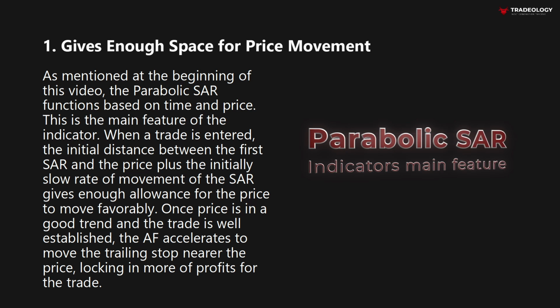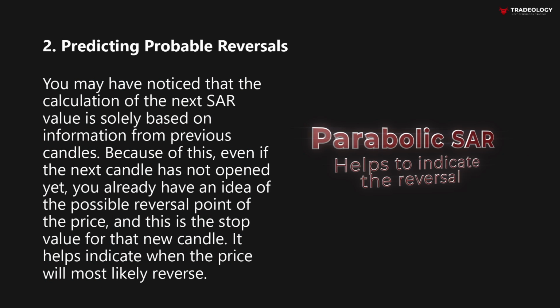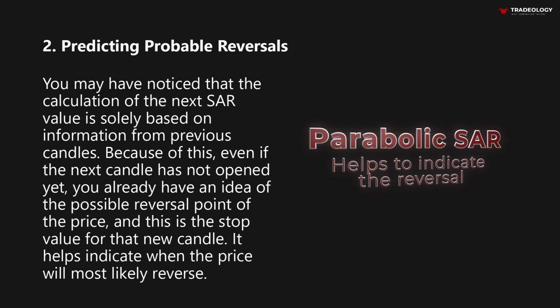When a trade is entered, the initial distance between the first SAR and the price, plus the initially slow rate of movement on the SAR, gives enough allowance for the price to move favorably. Once price is in a good trend and the trade is well established, the AF accelerates to move the trailing stop nearer the price, locking in more of the profits for the trade. Number two, predicting probable reversals. You may have noticed that the calculation of the next SAR value is solely based on information from previous candles.